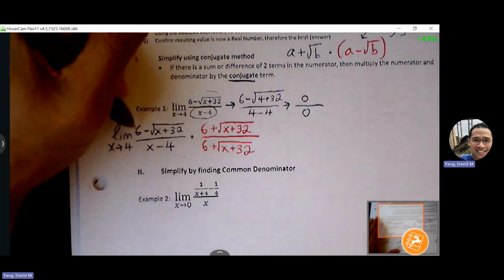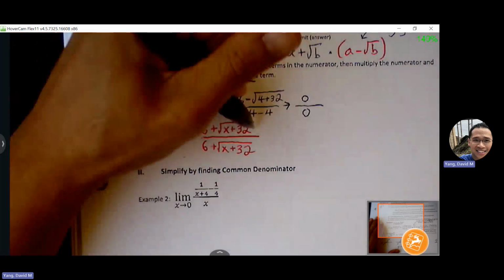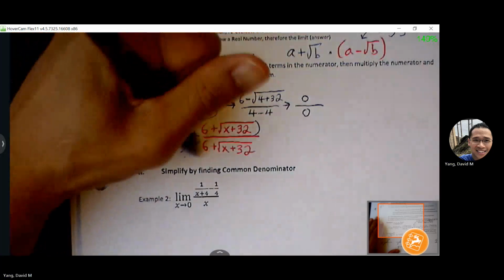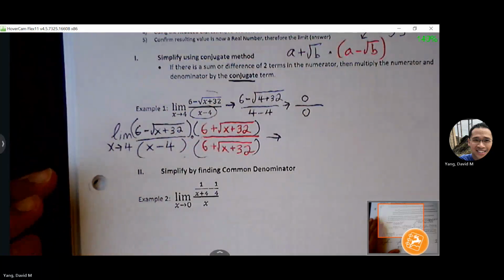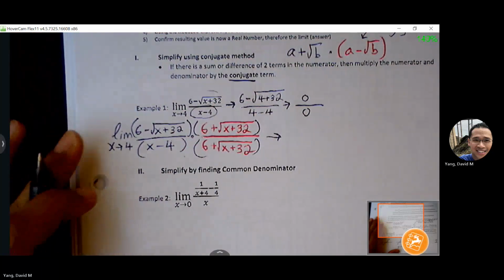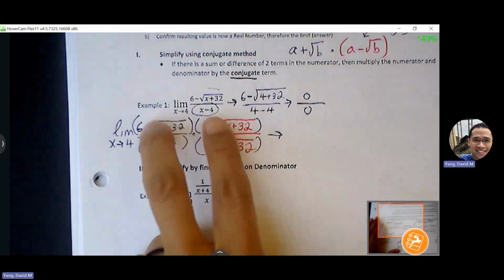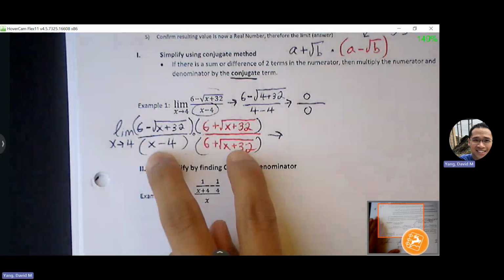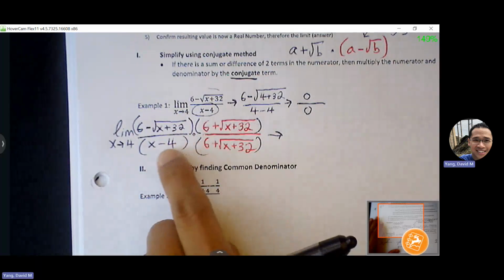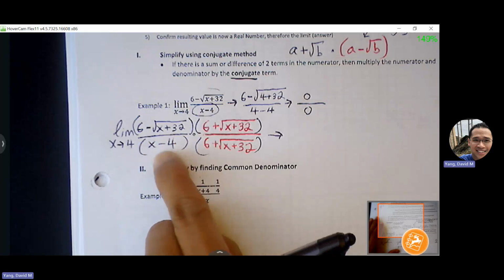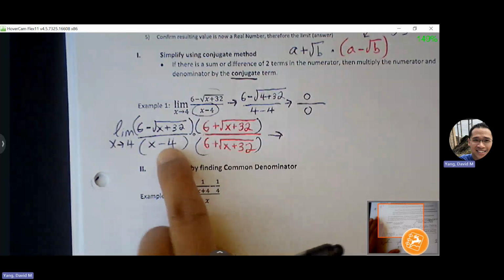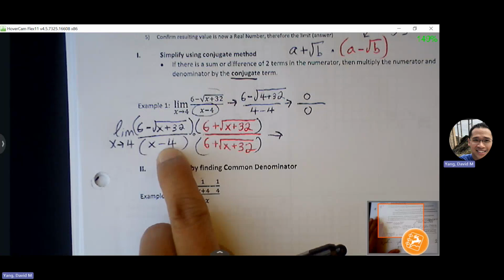Now here's the cleanup. We're going to expand and multiply this out. We're only going to multiply the numerator out. We're going to leave the denominator alone because the x minus 4 is already showing what we want to cancel out. We don't want to lose that x minus 4 when we expand it. So it's just the numerator that we want to expand out.